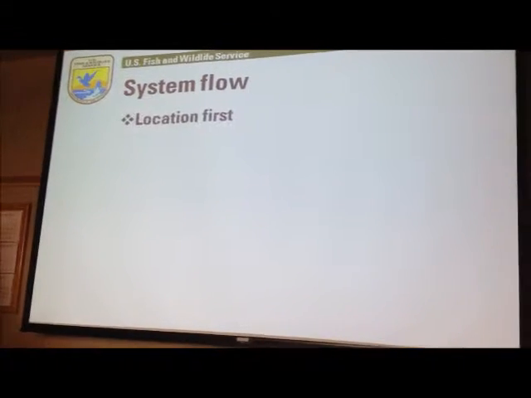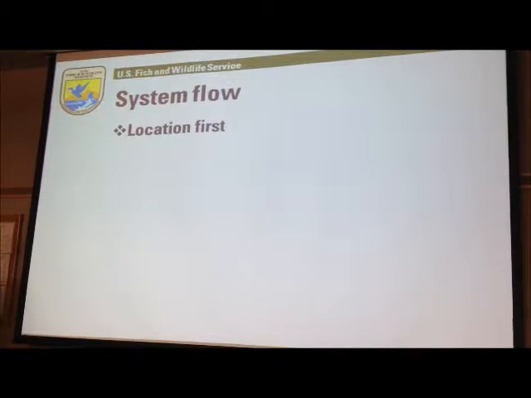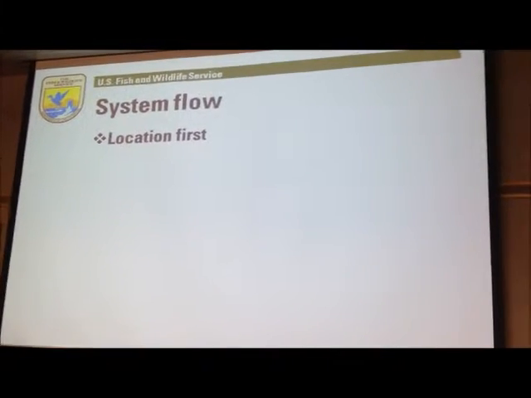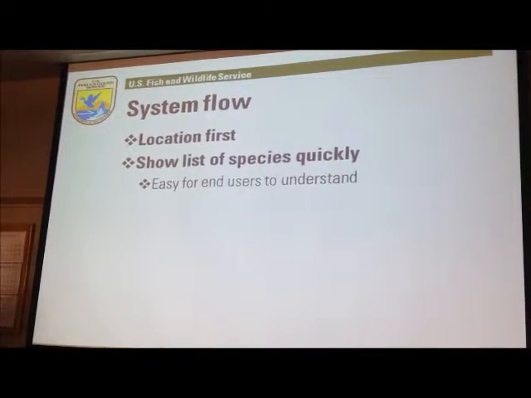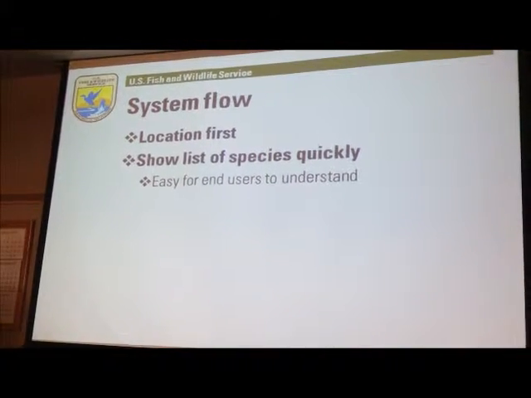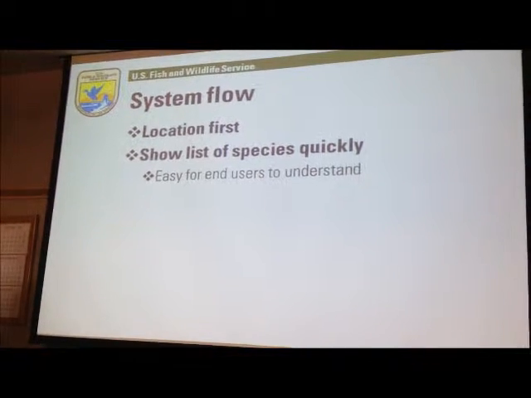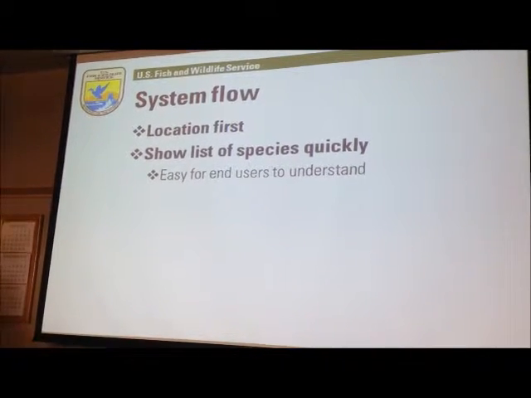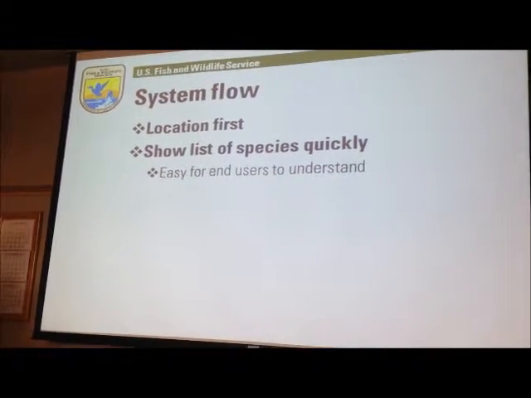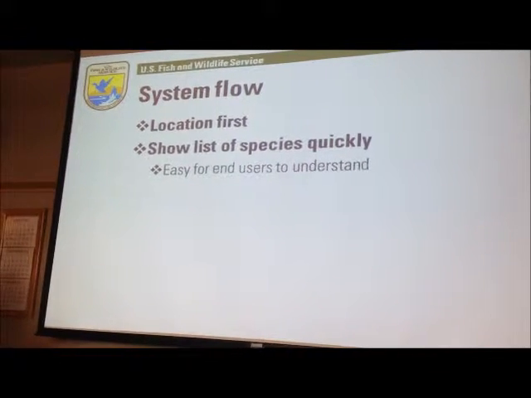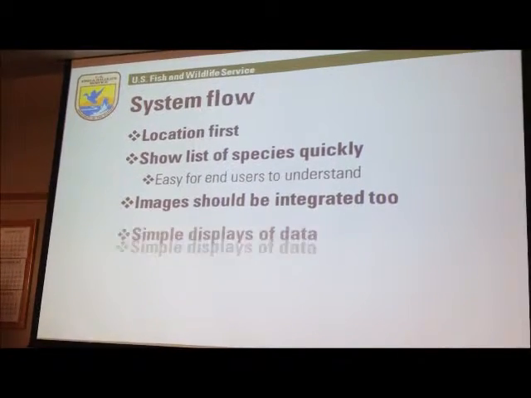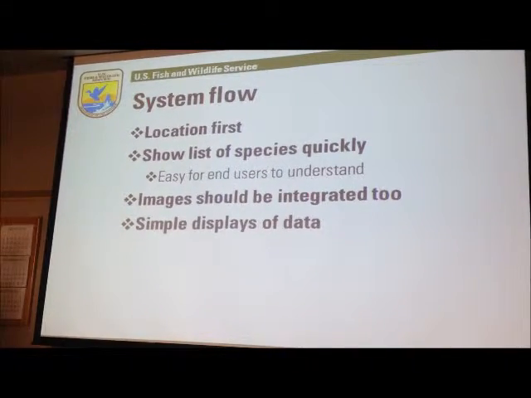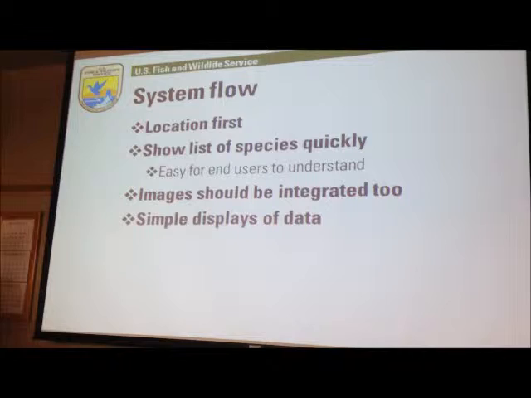So the system flow, we wanted to take an approach where we looked at location first. We did not have a bunch of layers that displayed, but what we did is we wanted to show a list of species quickly, making it easy for end users to understand. They understand what a species is, but sometimes a layer doesn't mean much. And we wanted images to be integrated, and we took an approach of having very simple displays of data.